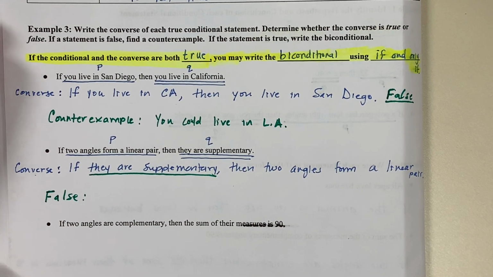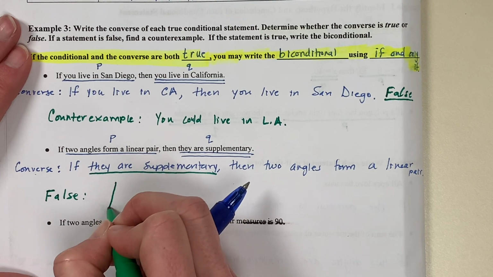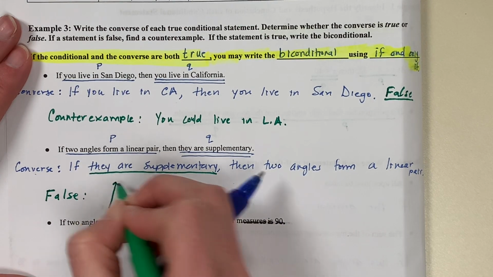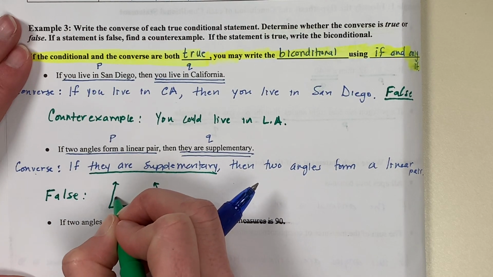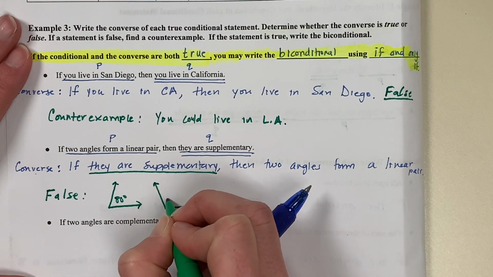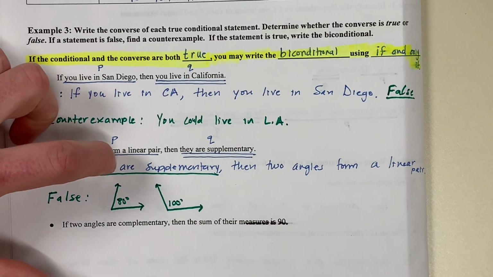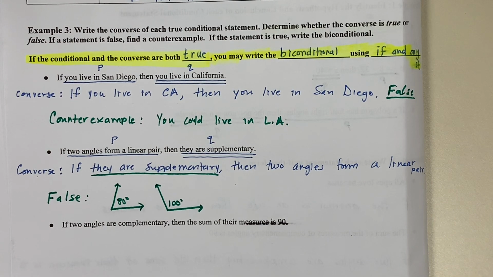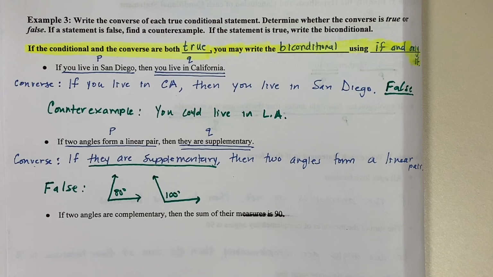Okay? Now your picture doesn't have to be a statement. Or I'm sorry, your counterexample does not have to be a statement. Your counterexample could be a picture. So I have two angles. Okay, one angle is 80 degrees. The other angle is 100 degrees. Those two angles are supplementary, but they're not a linear pair. Together, they are not adjacent and form a straight line. So this would be an example of a false converse with a counterexample.